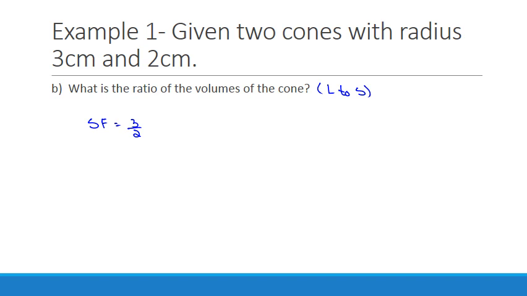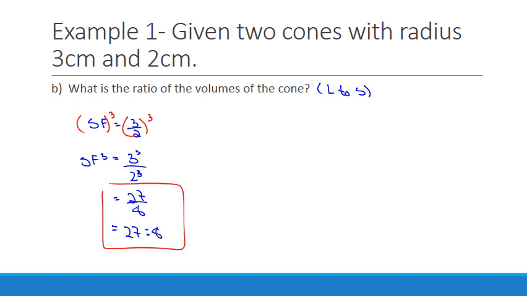To find the ratio of their volumes, we cube our scale factor. The scale factor cubed is 3 cubed over 2 cubed, which is 27 over 8. I could express it as 27 to 8; both are acceptable. If you're working with a proportion, however, always choose the fraction, because that could be the left side of your proportion. For understanding, this means that 27 cubic units in the first cone is like 8 cubic units in the second cone.